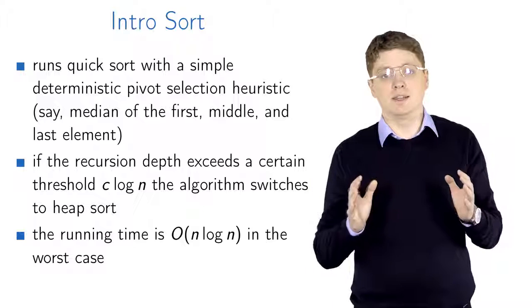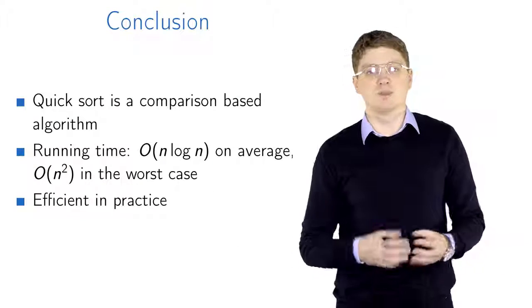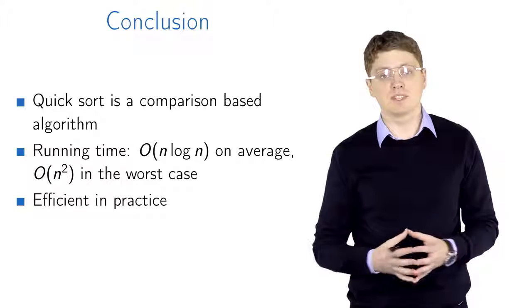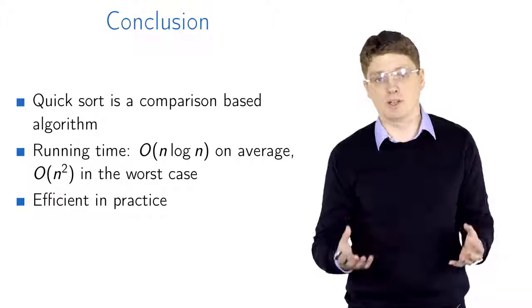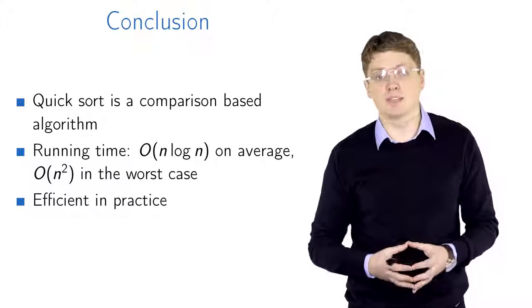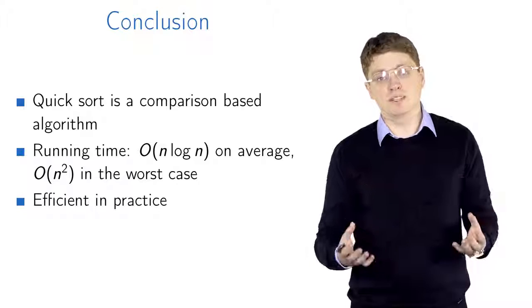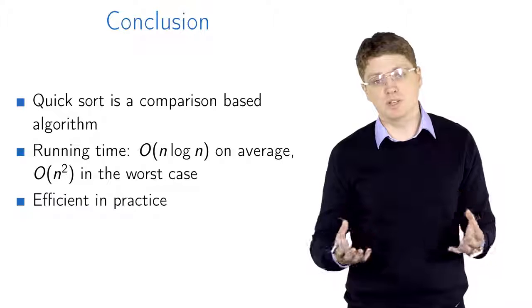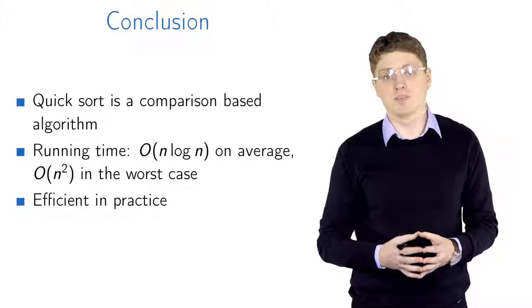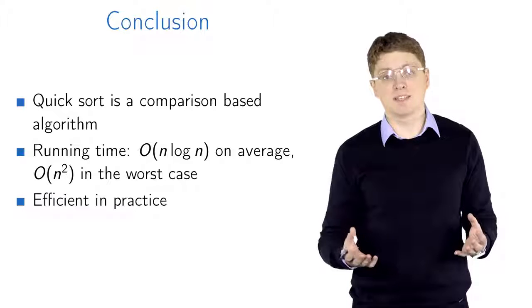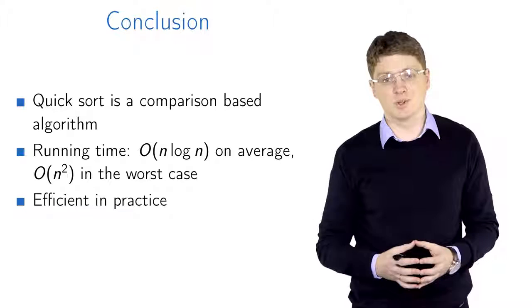So to conclude, the quicksort algorithm is a comparison-based algorithm whose running time is big O of n log n in the average case and big O of n squared in the worst case. What is important in this algorithm is that it is very efficient in practice. It is more efficient than the merge sort algorithm, for example. For this reason, it is commonly used in practice, and for this reason, it is called quicksort.